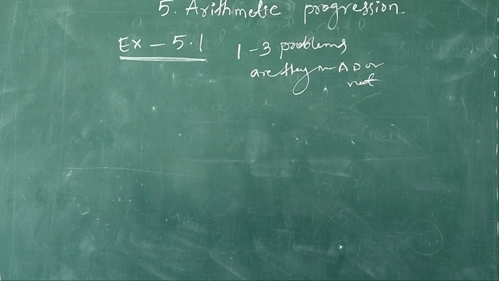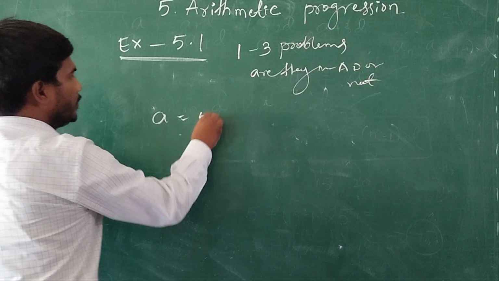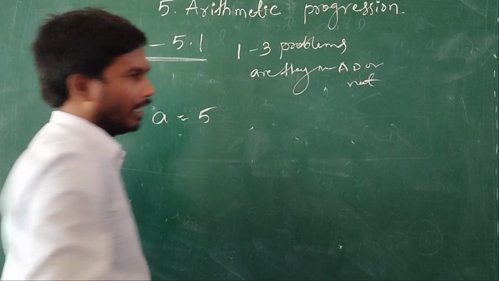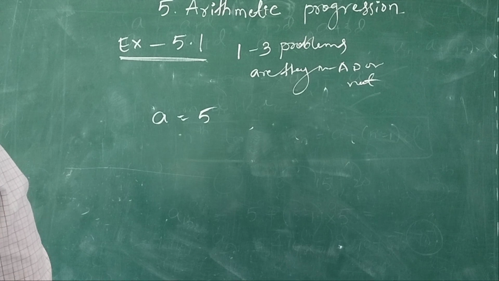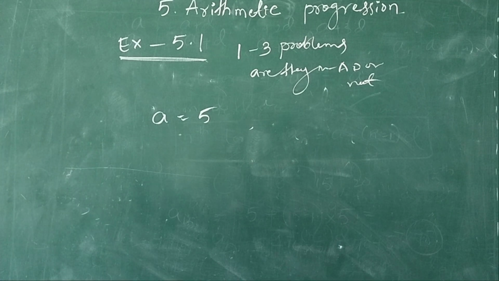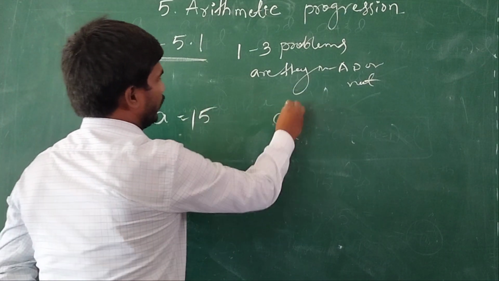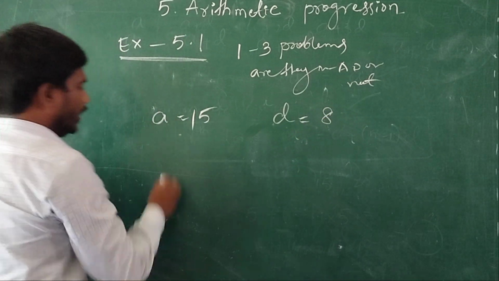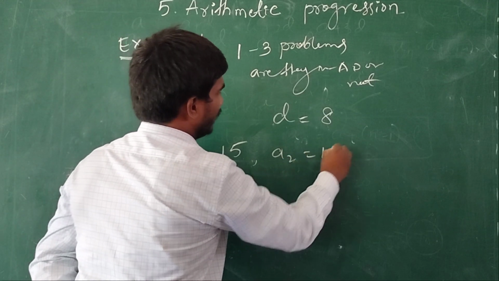The taxi fare after each kilometer, when the fare is 15 for the first kilometer and 8 for each additional kilometer. So for the first kilometer, A is equal to 15, and for the next consecutive kilometers, D is 8. It means A1, that is the first one, is 15. Next, A2 is equal to 15 plus 8 rupees.